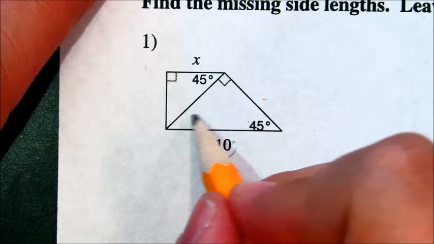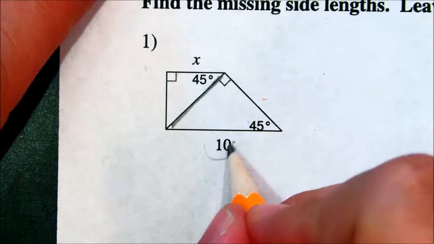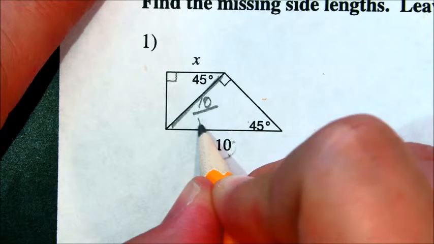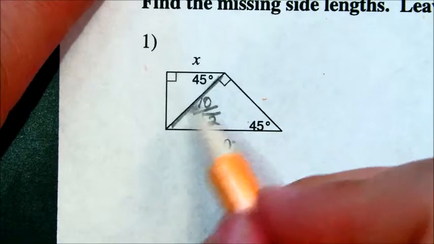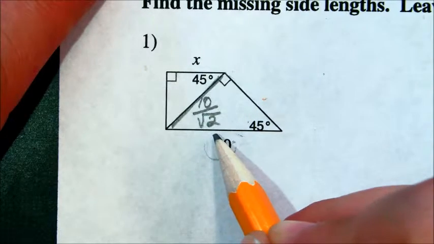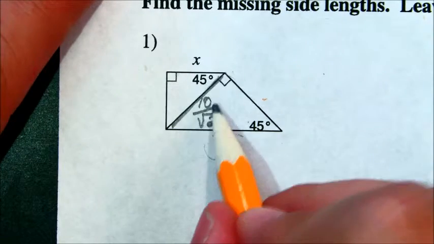I can use that to find the leg. To go from the hypotenuse to the leg, I'll just divide by the square root of 2. So the leg of this 45, 45, 90 triangle will be 10 over the square root of 2. I'll rationalize it at the end because I think it'll just be easier.